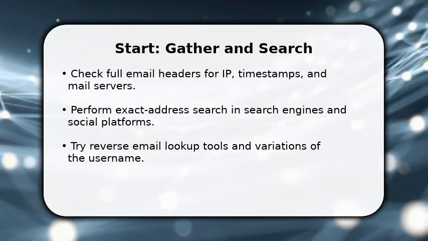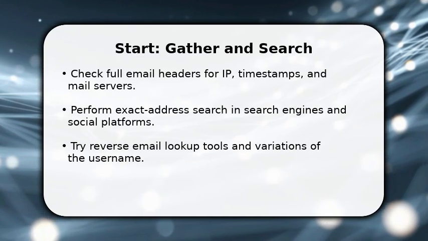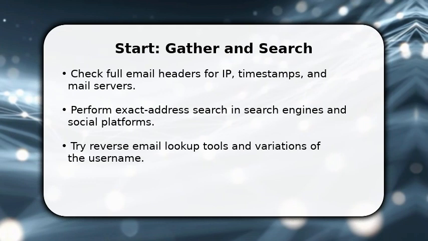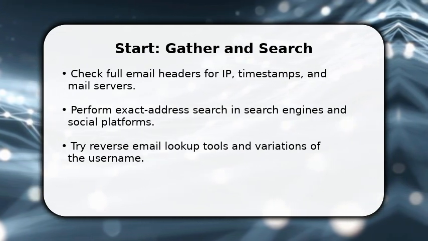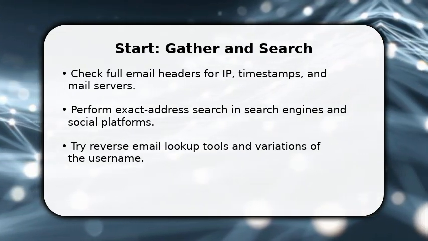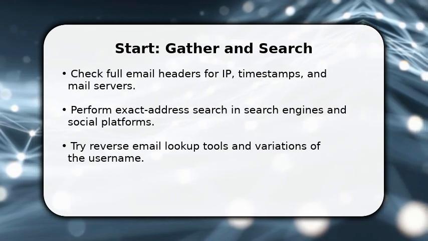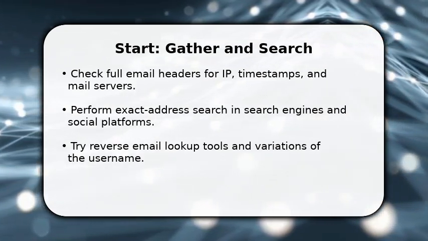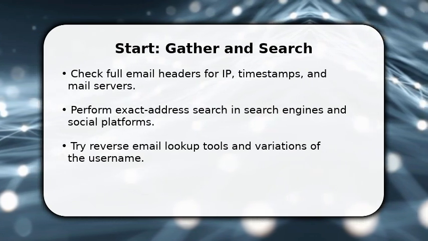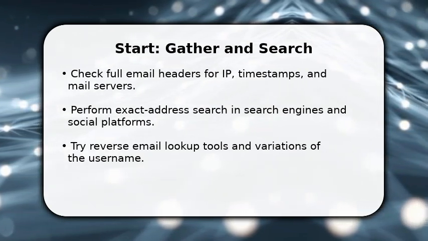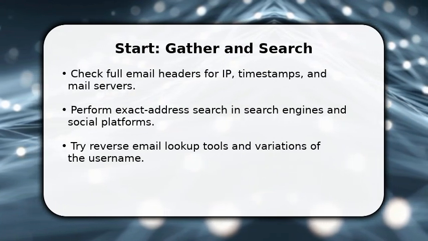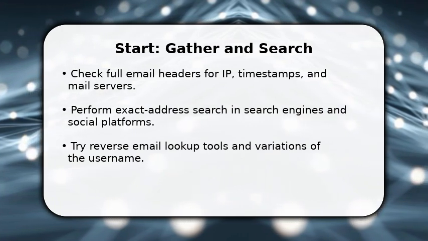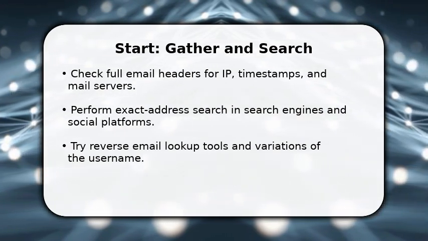You begin by extracting the full email header from a received message. That gives you IPs, mail servers, and routing info you can act on. Once done, paste the exact address into search engines and social platforms to catch profiles, posts, or public mentions tied to that address. Make sure to test common username variations and domain-specific searches. Sometimes the same handle appears on forums or portfolios. This first sweep reveals obvious links fast and sets up focused follow-ups.